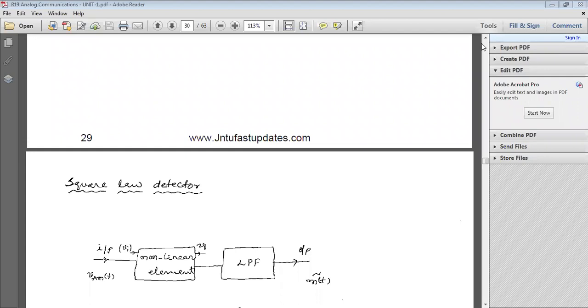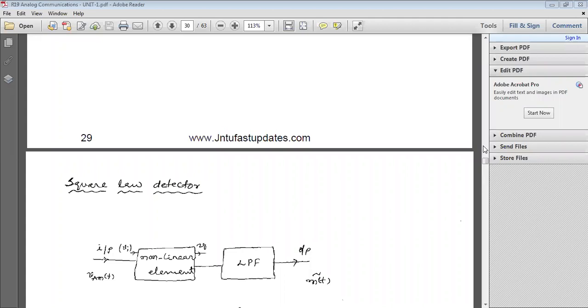So first, note down. There are two techniques. The first one is the square law detector. The second one is the envelope detector. First, put the heading: square law detector.